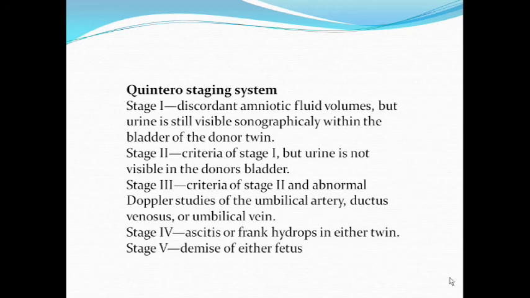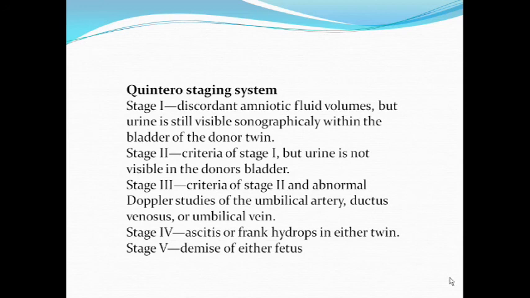Different stages are there for TTTS. Stage 1, when there is only a difference or discordant amniotic fluid volume, but urine is still visible by USG in the bladder of the donor twin. Stage 2, discordant amniotic fluid volume is present, but urine is not visible in the donor twin's bladder.